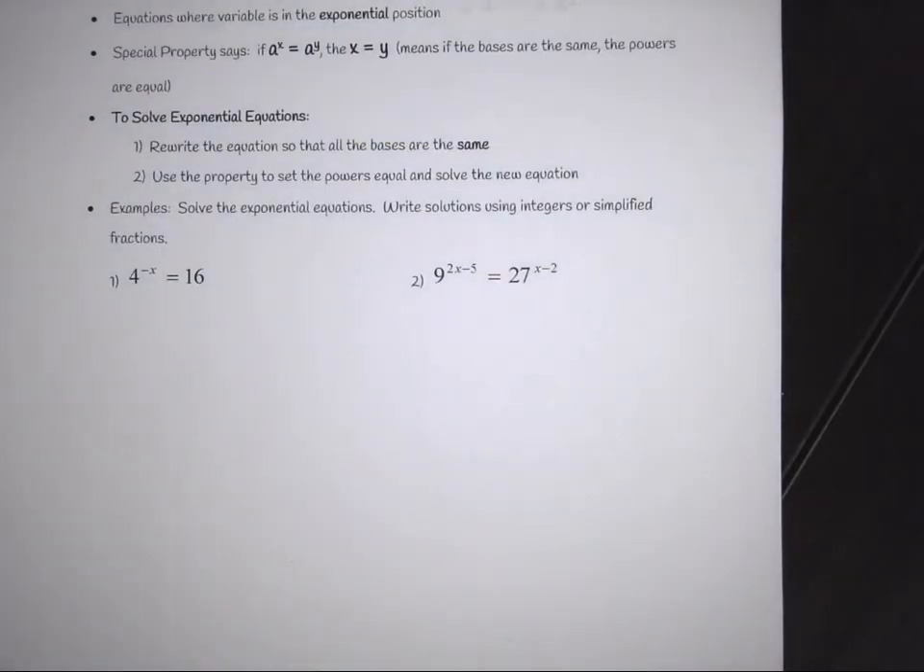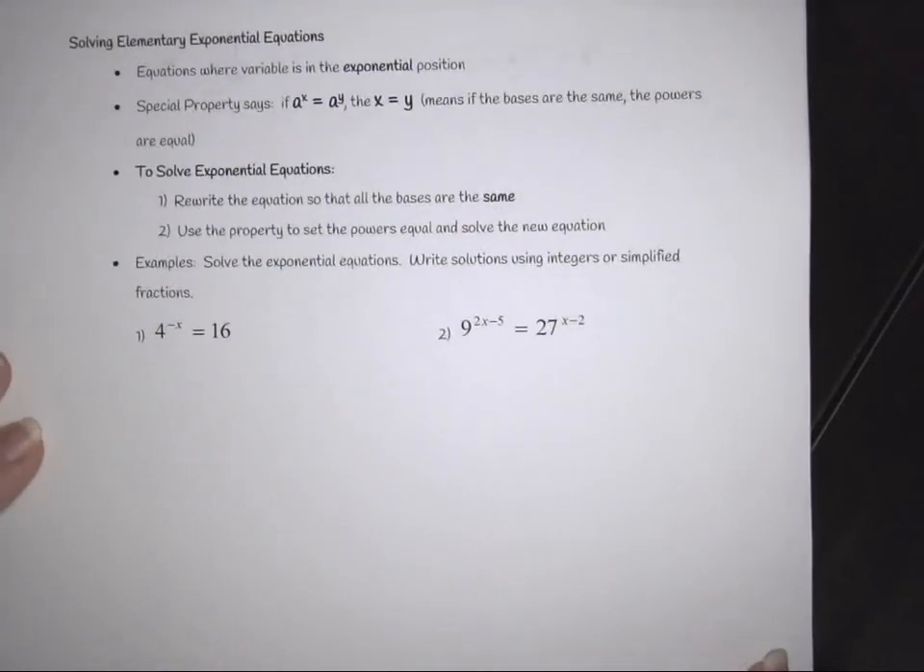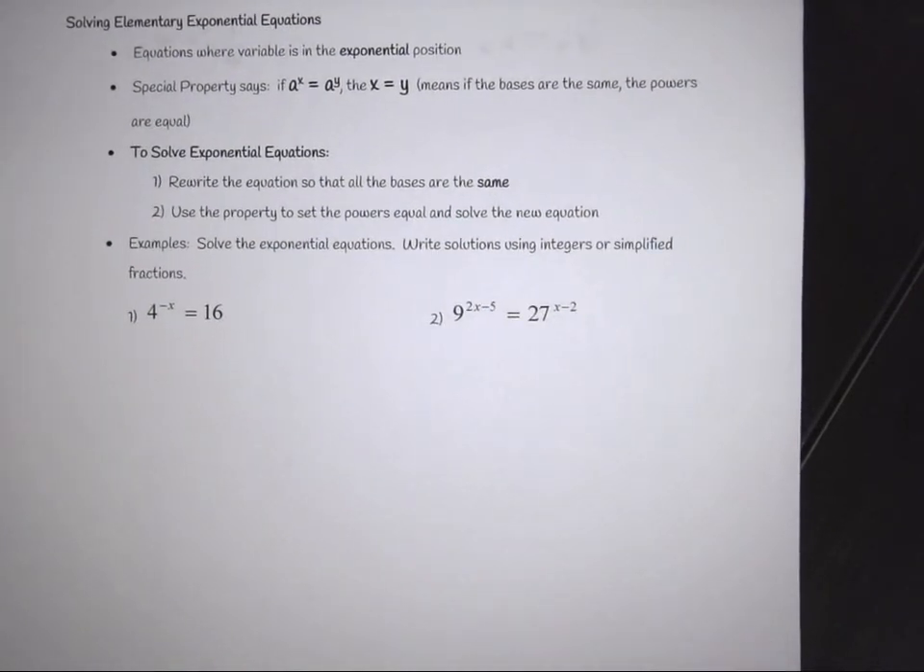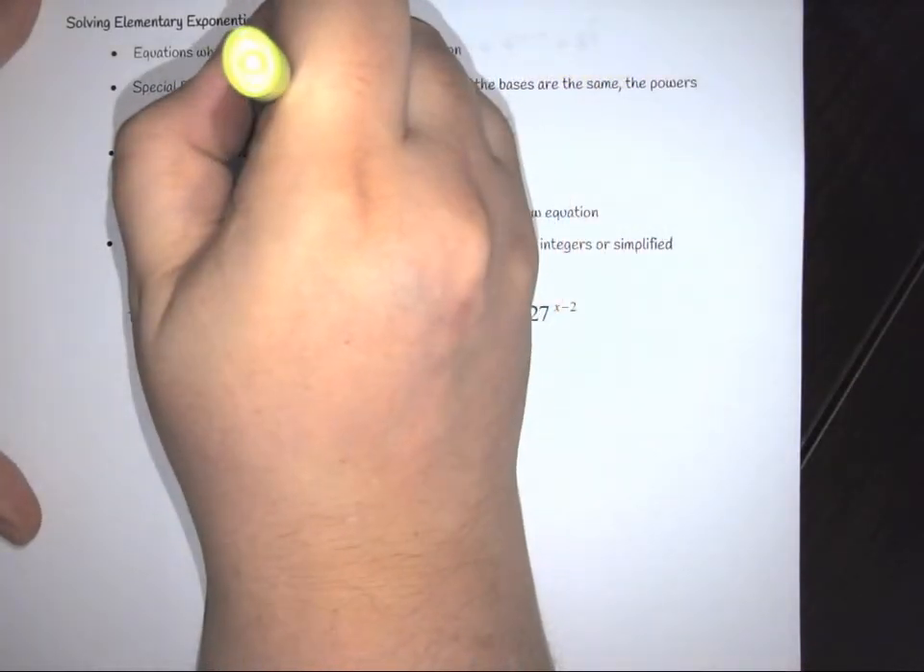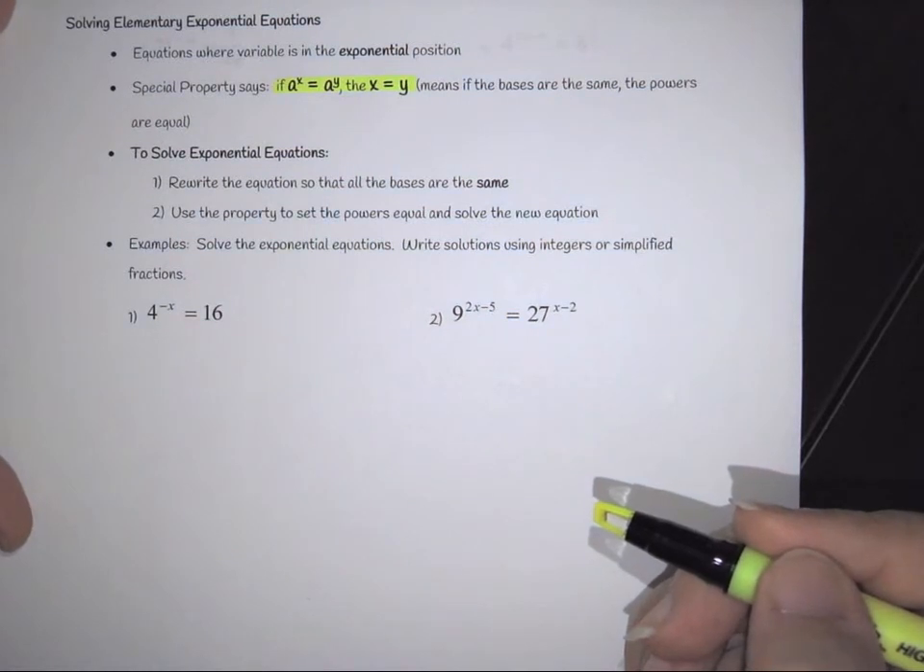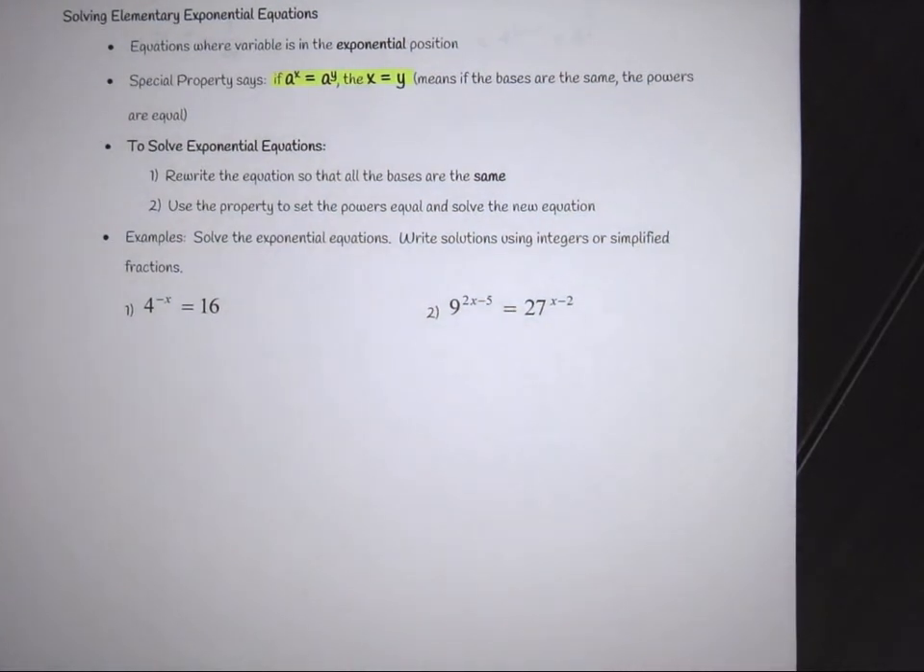Now the big thing that we see most often is the idea of solving exponential equations. So again, an exponential equation is an equation where your exponent is a variable. We have two special properties that have to be kept in mind. One says if my bases are the same, then the powers can be set equal. Okay? So that property is going to help you solve most of your exponential problems.